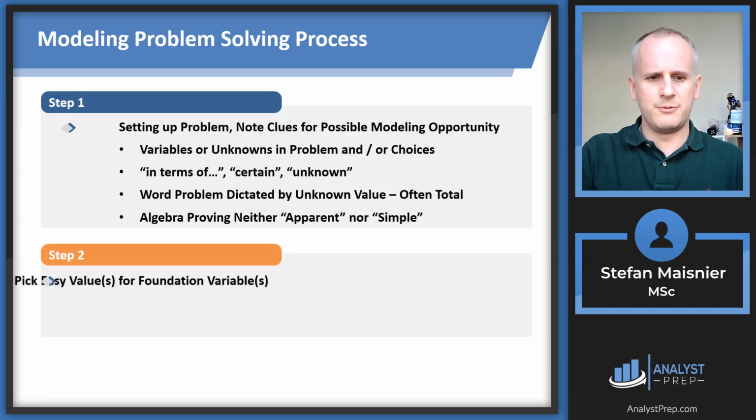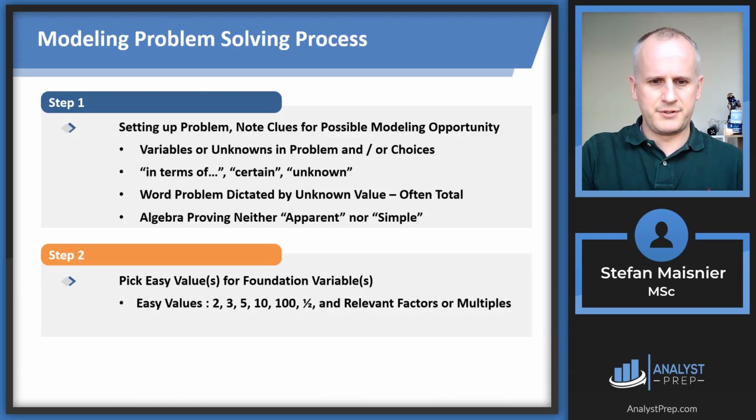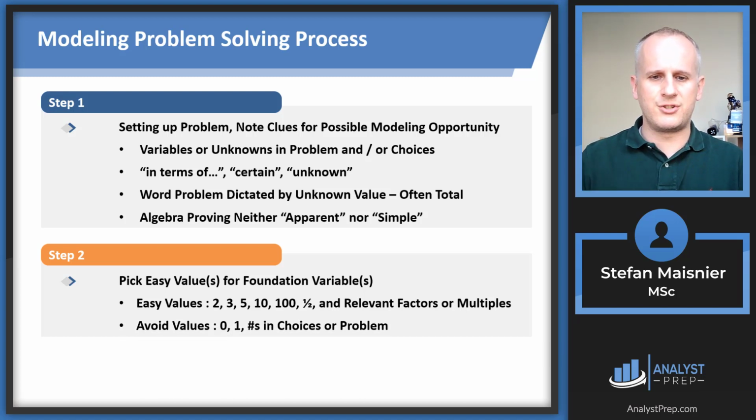So then, step 2. We need to pick easy values for the foundation variable or variables. So easy values: 2, 3, 5, 10, 100, a half, and relevant factors or multiples. You just want to make the math easy. For things like relevant factors or multiples, it may be something like 50 cents for $1, or 120 minutes for an hour, because those are easily convertible values. We have to avoid values such as 0, 1, and numbers in the choices or the problem.